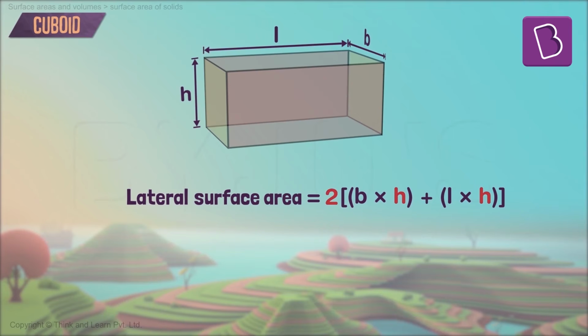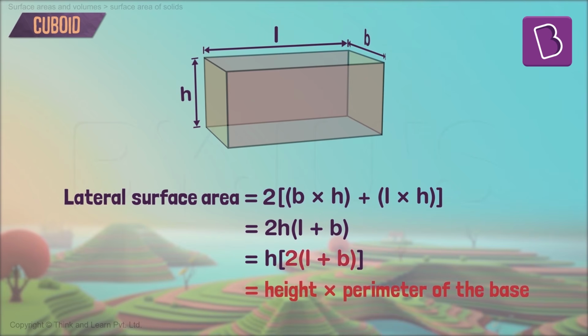Take a look at this formula. If you take 2h common here, you'll be left with L plus B. So the lateral surface area of a cuboid can also be written as 2h into (L plus B). If we now rearrange the terms here, we can also write it as h into 2 times (L plus B). What is 2 times (L plus B)? It's nothing but the perimeter. So in other words, this is nothing but height times perimeter of the base. So lateral surface area of a cuboid can also be calculated if you have the perimeter of the base and the height.